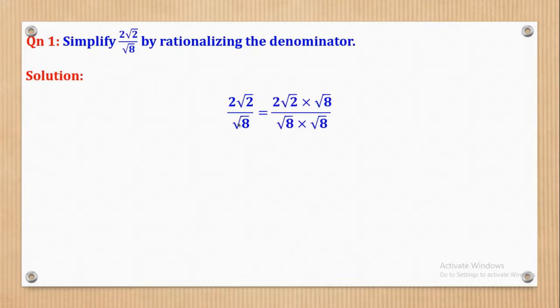So rationalizing means that you multiply up and down by this one to come up with this step, and here we realize this 2 is maintained. Now 2 times 8 gives you 16, and 8 times 8 gives you 64. Therefore in the end we shall come up with 2 times 4 over 8, which gives you 1.